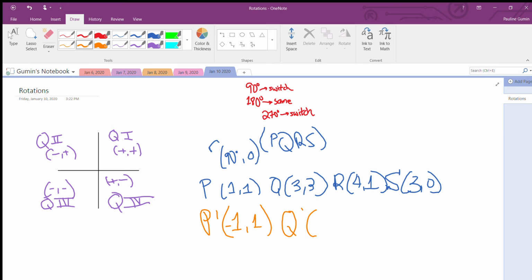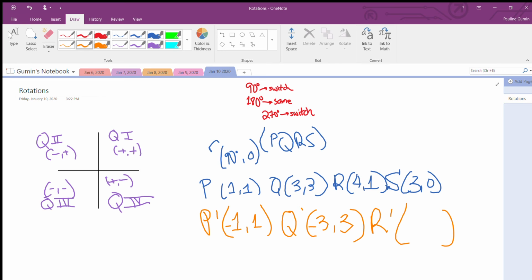Q prime. 90 degrees, we switch 3 and 3. Same thing. 3, 3 is in quadrant 1. Moving 90 degrees, we end up in quadrant 2. In quadrant 2, the x's are negative. Bam.